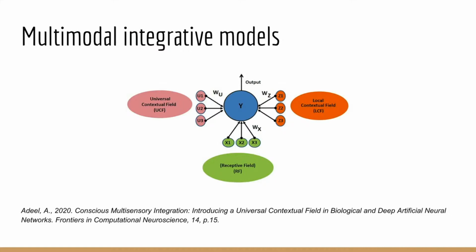For example, this study by Adil looks at the way in which the human brain integrates multisensory information and proposes a new type of neural network, the contextually adaptive neural network, which can learn from multimodal information. And they show in their study that this network can successfully learn from audiovisual material.